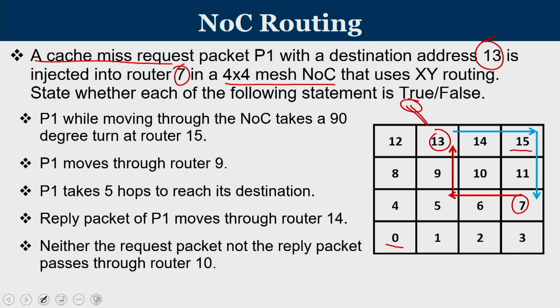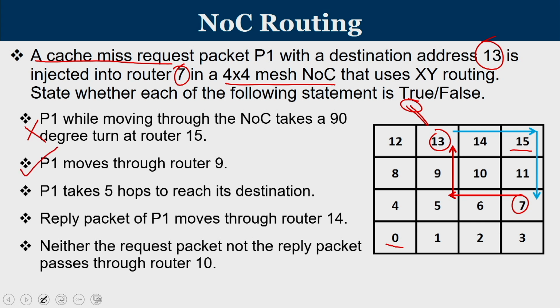P1, the packet that we are talking about, while moving through the NoC takes a 90-degree turn at router 15. So, P1 is moving through the red path. It never travels through router 15. So, the statement that it takes a 90-degree turn at router 15 is actually wrong, it is false. Now, P1 passes through router 9. We can see that it is passing through router 9, so that is true.